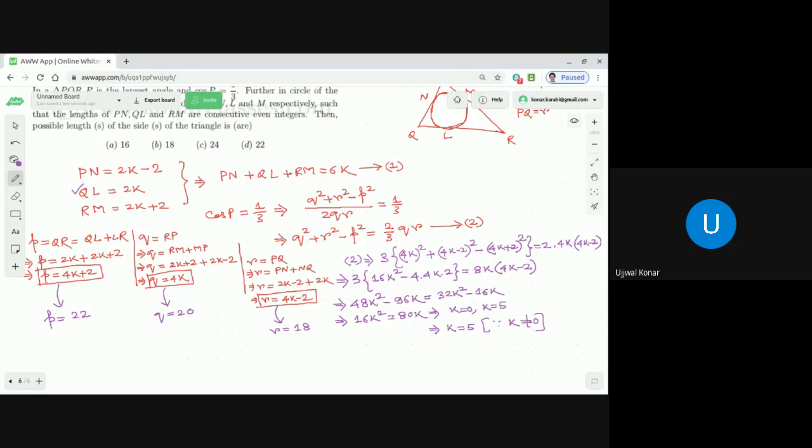Then the possible lengths of the sides of the triangle are 22, 20, 18. Just a minute, what are the options? Different options are given. Okay, so here we get multiple options, correct? Then the possible lengths of the sides of the triangle could be 18, it could be 22. So we get both B and D are correct. Correct, dear students?